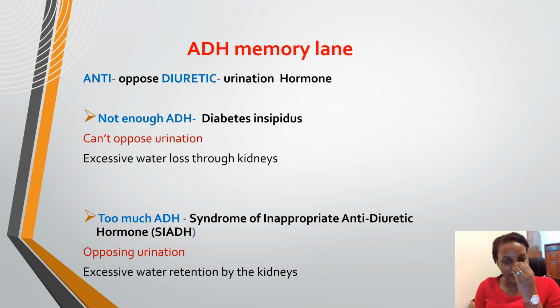if I don't have enough hormone that opposes urination, I'll get a disease called diabetes insipidus, and this is when I pass out excessive water through the kidneys. However, if I have too much ADH, it means I'm building up too much opposition against urination. So here we get a syndrome of inappropriate antidiuretic hormone, and it will clinically present by excessively retaining a lot of water by the kidneys.